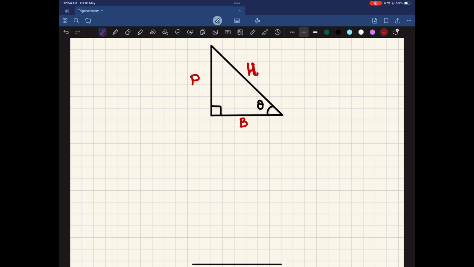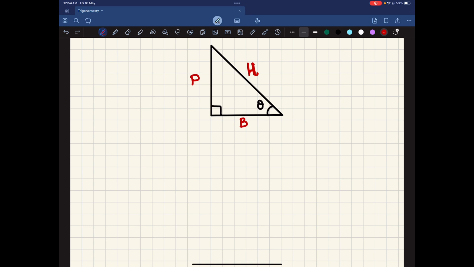You need to understand and label the sides of your triangle before you apply any trigonometric ratio. So the side opposite the right angle is the hypotenuse, it is the H. The side opposite the given angle is perpendicular or opposite, and the third one is going to be the base or adjacent.